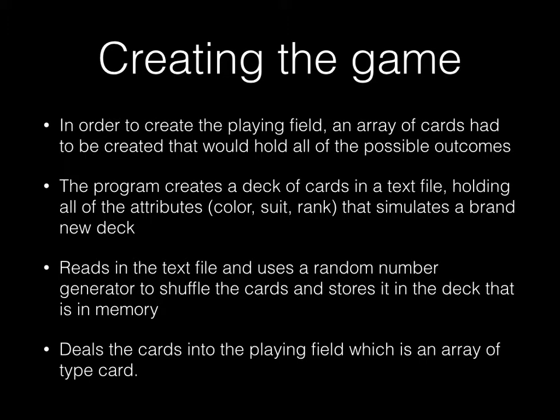In order to create the playing field, an array of cards had to be created that would hold all of the possible outcomes. The program creates a deck of cards in a text file holding all of the attributes, color, suit, and rank, that simulates a brand new deck. It then reads in the text file and uses a random number generator to shuffle the cards and stores it in the deck that is in memory. It then deals the cards into the playing field, which is an array of type card.